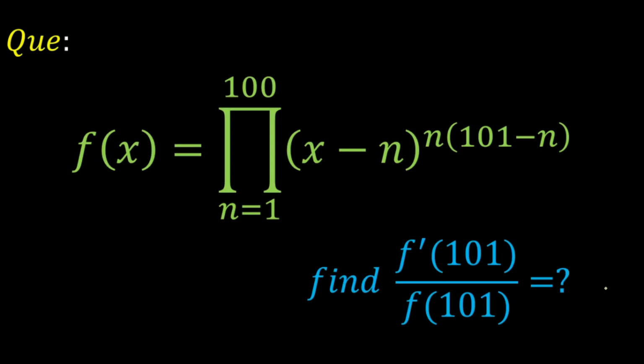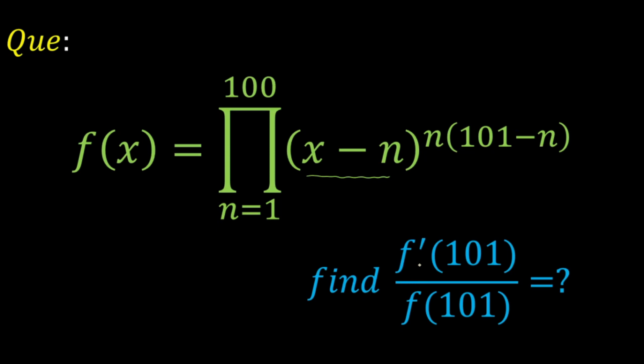Hello everyone. Today we're going to look at a problem from the method of differentiation. The question is, if our function is given as the product of the terms varying from n equal to 1 to 100, the given expression is (x minus n) whole raised to the power n multiplied by (101 minus n). We have to find the ratio of these two values.